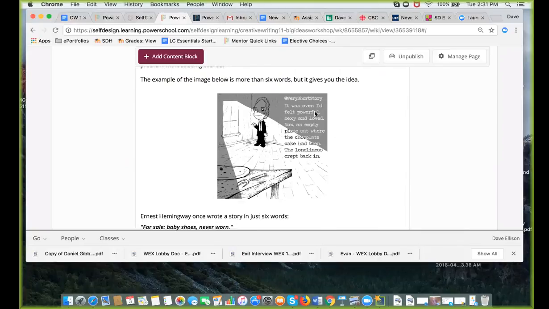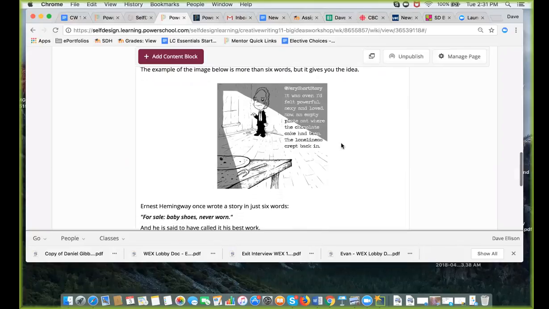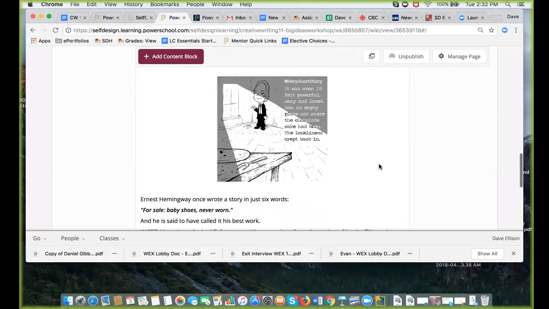It was over. I'd felt powerful, sexy, and loved. Now an empty plate sat where the chocolate cake had been. The loneliness crept back in. To me, I'm imagining this person ate the whole cake. I'm not quite sure. So I don't know what other people can make of this.